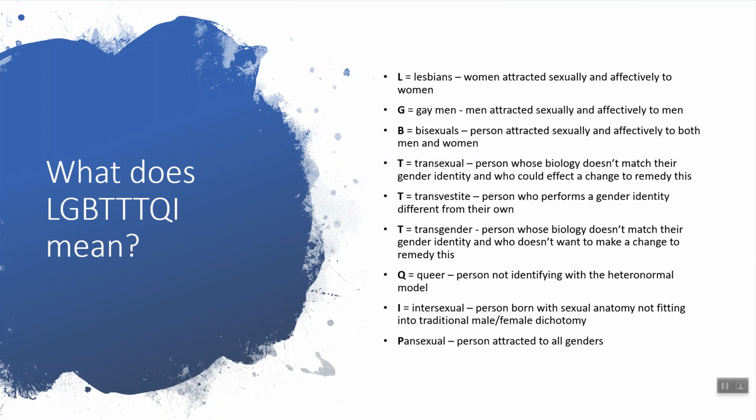A pansexual person, the P in pansexual is not included in the acronym LGBTTQI, but it is important to mention the term pansexual. This is a person who's attracted to all genders. They're attracted to men, they're attracted to women, they're attracted to transsexuals, transgender. Okay, so they have this attraction to all possible genders that exist.